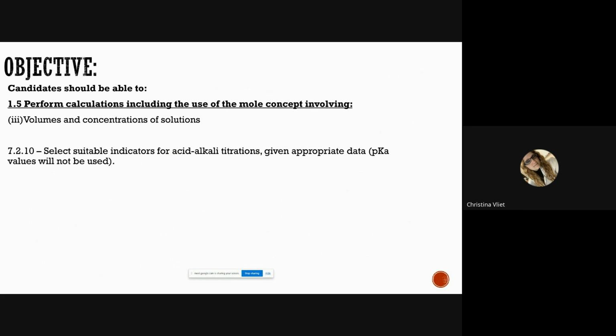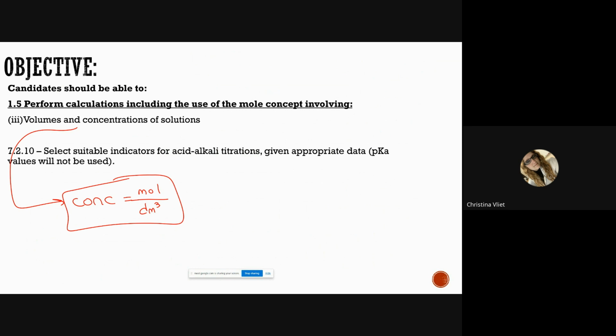Our goals for today is to still continue calculations with volumes and concentrations. Last class, you may remember I gave you a formula. You should rewrite it down. Concentration equals moles over dm cubed. In today's lab, you're going to need this formula.